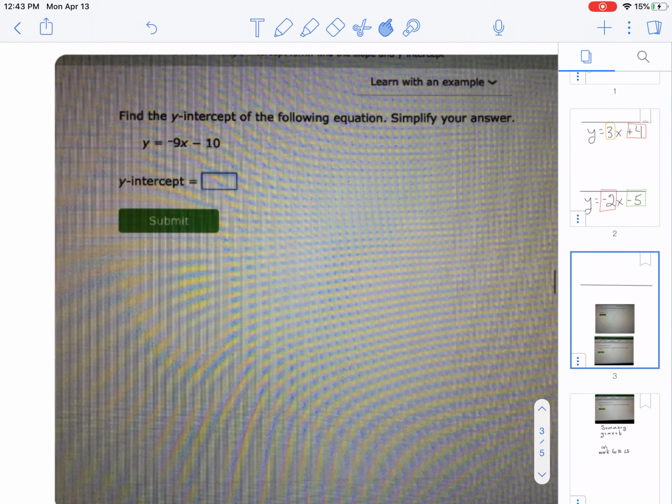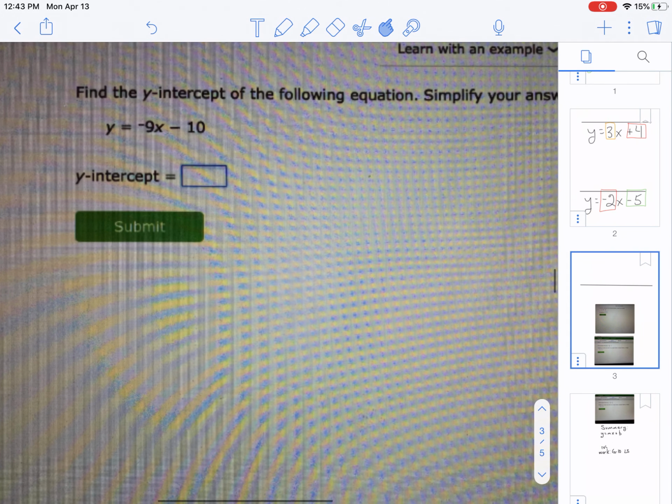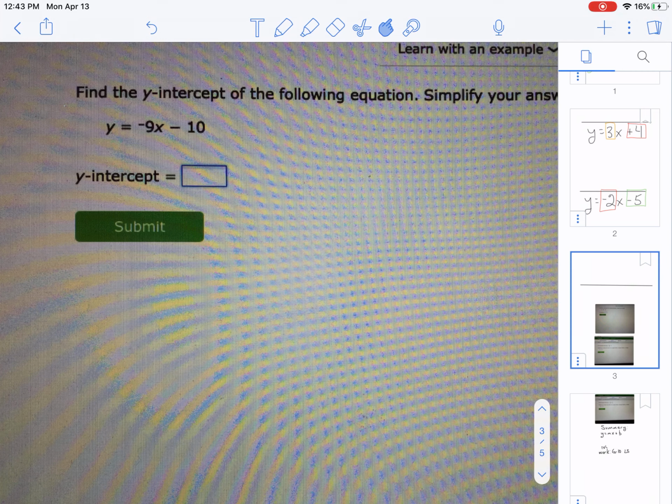Some examples from IXL might look like: find the y-intercept of the following equation. The y-intercept is the last number in the equation. Remember to include the sign, so the y-intercept in this answer is negative 10.